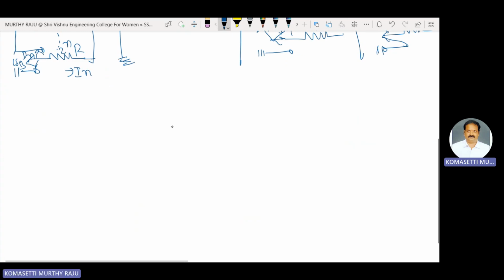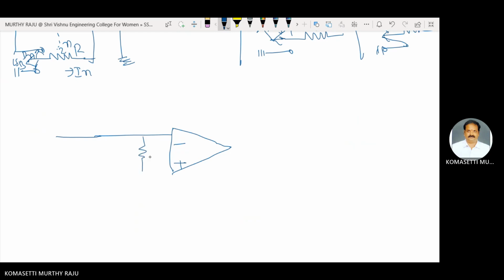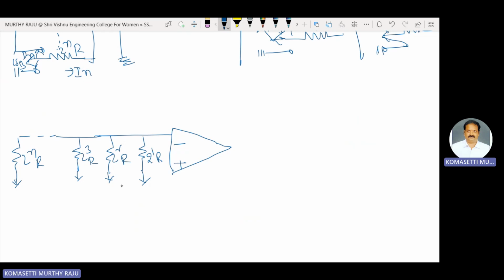Another way of representing this diagram of the weighted resistor digital to analog converter: this is the minus and plus input. The resistors are 2 power 1 into R, next 2 square R, 2 cube R, and these are the switches. The last one is 2 power n into R.